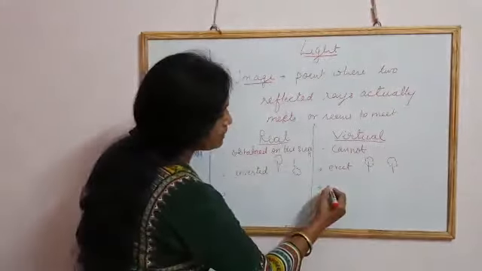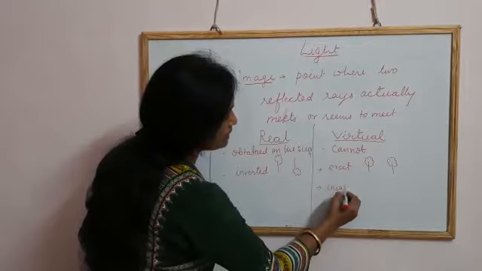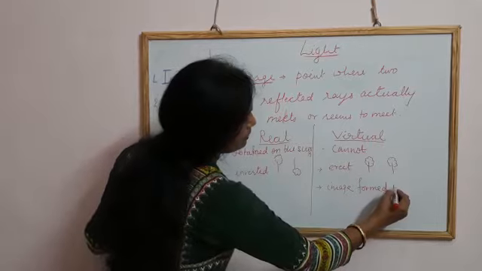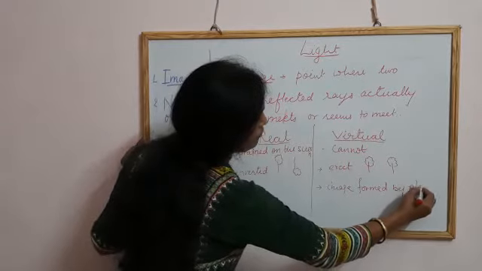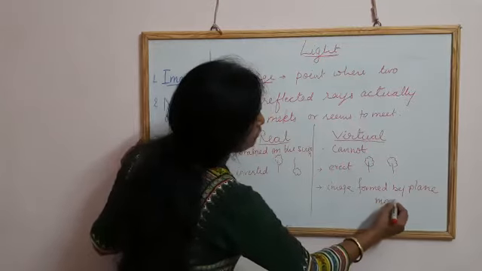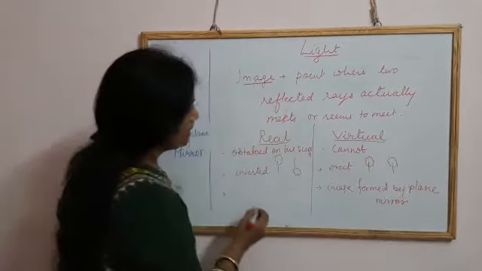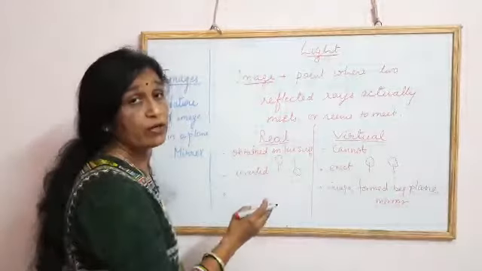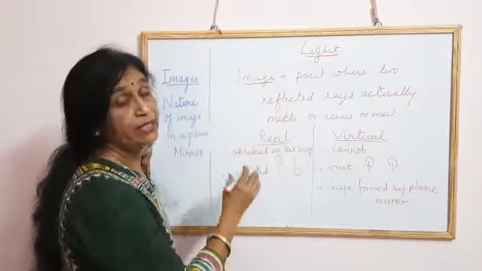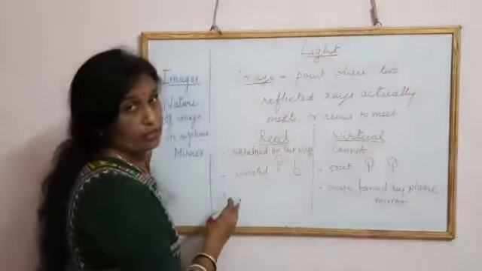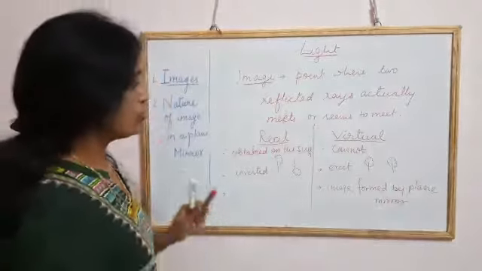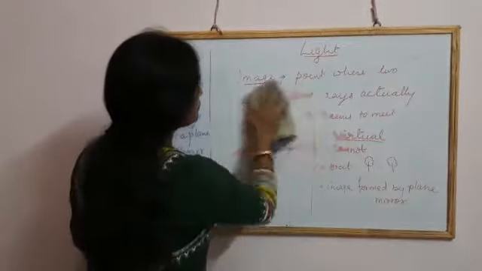So the image formed by a plane mirror is always a virtual one. And the image that we get on a screen in a theatre, the film we see on the screen, is a real image, okay? That image is a real image, and that is always inverted. So this is about the image.